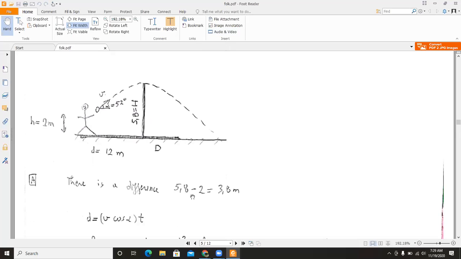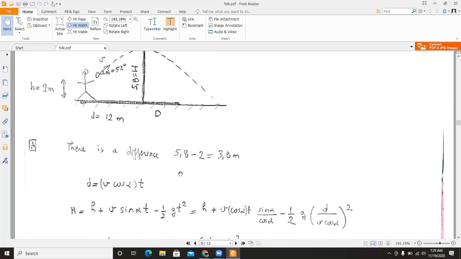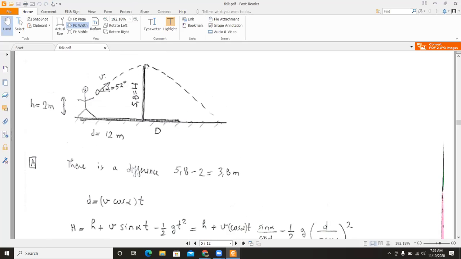So what is the difference? 5.8 minus 2 is 3.8 meters. Now, when the ball comes here, the position should be 5.8 meters. So I call this capital H. This should be nothing but the height of the guy, plus v sine alpha t, which is the y component of v, minus, since it is going upwards it is decelerating, one half g t squared.